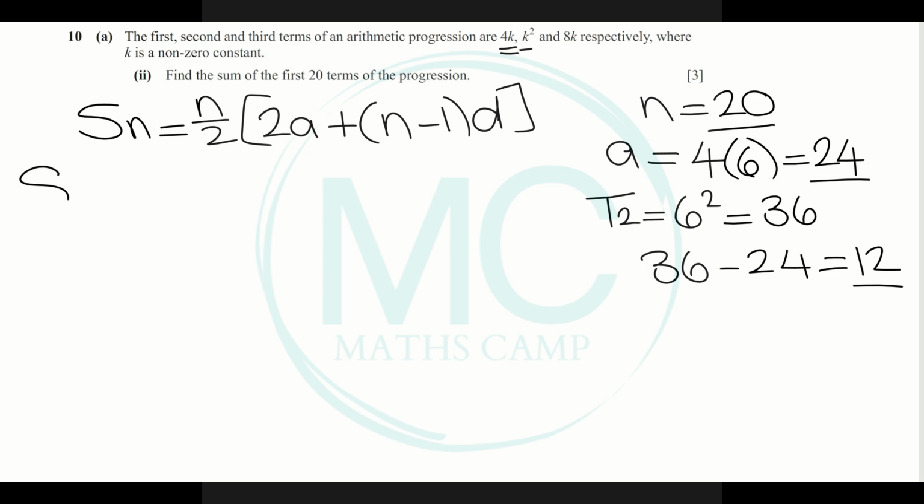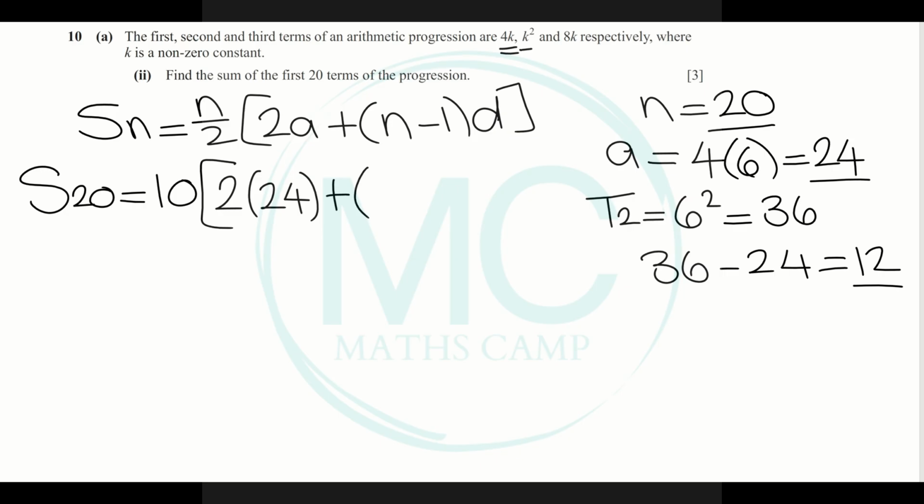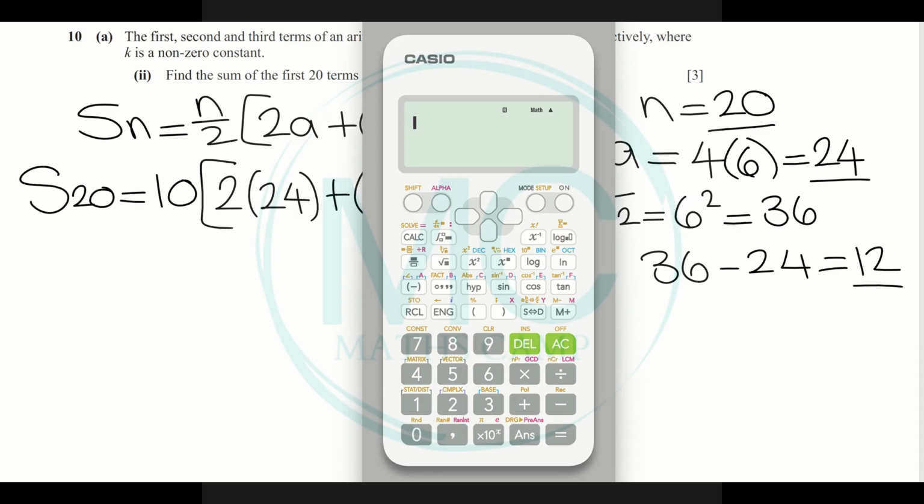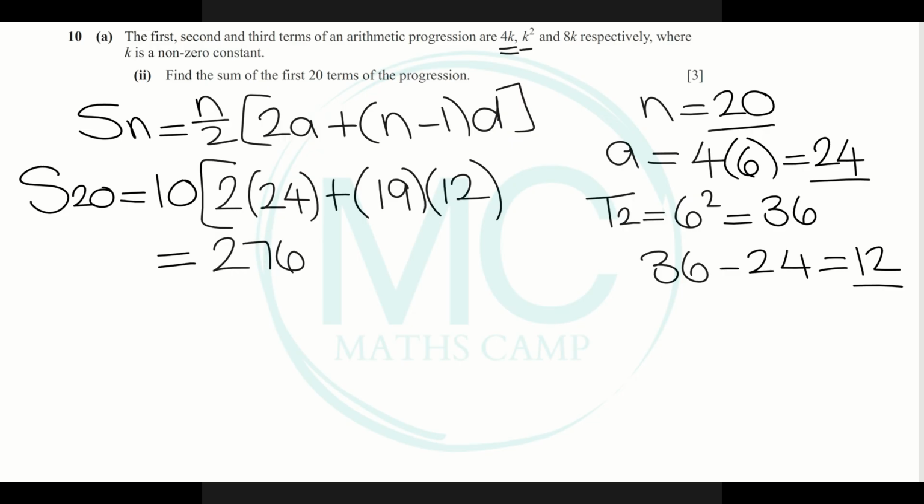So my equation becomes the sum of 20 terms is equal to, n is 20, 20 divided by 2 gives me 10, open a bracket, 2 multiplied by a, which is 24, plus, open a bracket, n is 20, 20 minus 1 is 19, multiplied by d, which is 12, and we can close the bracket. Now I can take my calculator. I can say 2 multiplied by 24 plus 19 multiplied by 12 is equal to 276. Let's multiply that by 10, which is equal to 2,760.